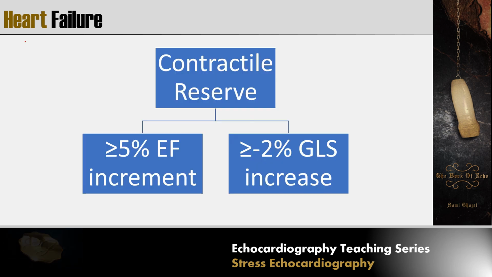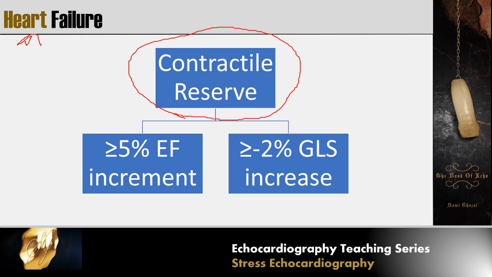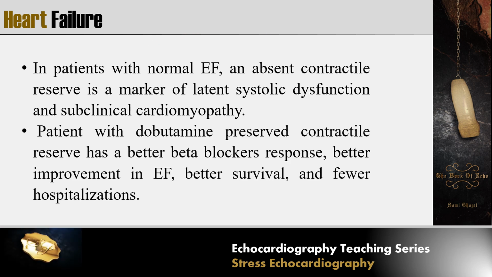Now we'll shift to heart failure. In heart failure, first we need to know what contractile reserve is. We already talked about this. The expected is a 5 percent or more increment in EF and more than 2 units increment of GLS. That is a normal contractile reserve.